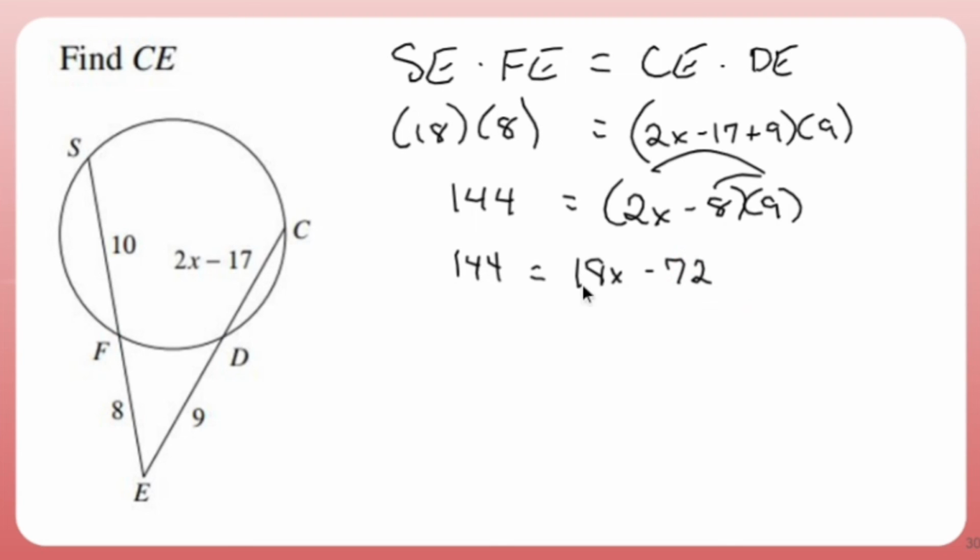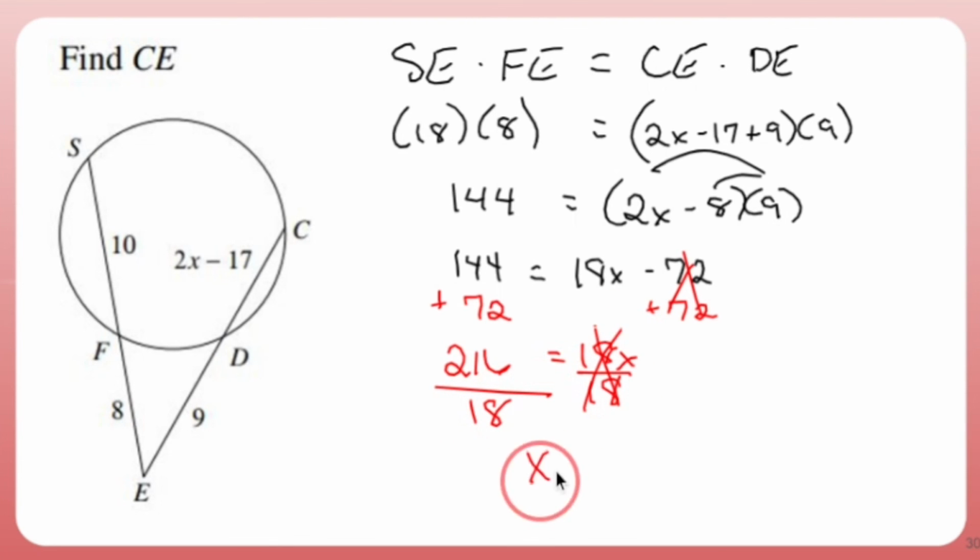Now it's a two-stepper. I'm going to add 72 to both sides, and you become 216. That equals 18x. Divide both sides by 18. I'm just going to use my watch again. 216 divided by 18 would be 12. So x is 12. Am I done?